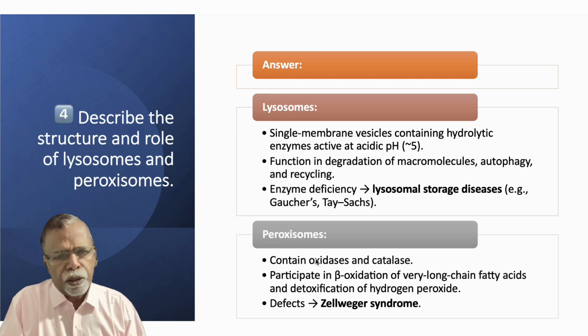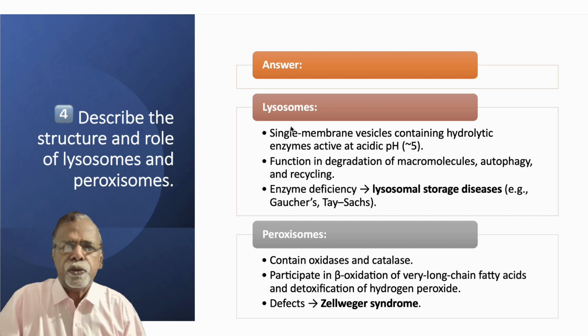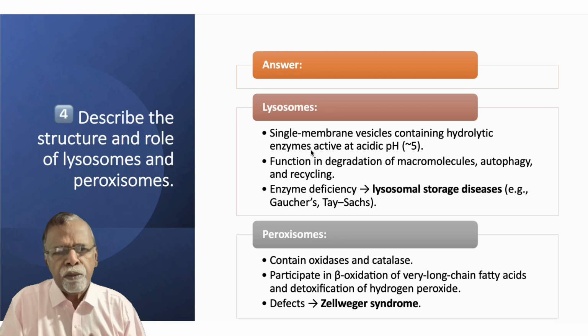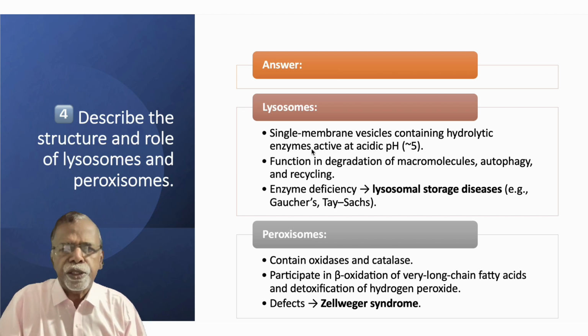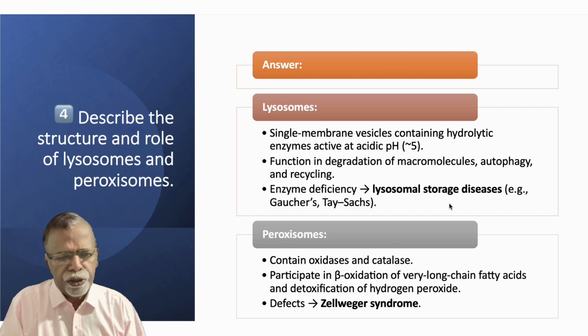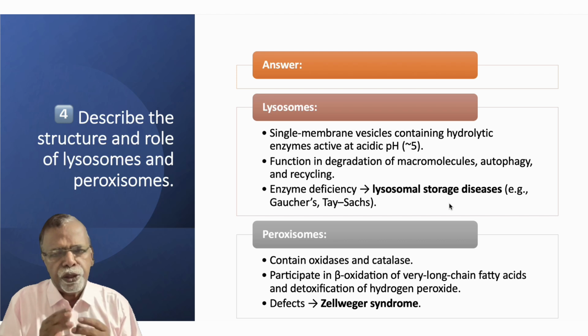Now come the lysosomes and peroxisomes. What are lysosomes? Lysosomes are membrane vesicles containing hydrolytic enzymes which are active at acidic pH. They degrade macromolecules, and perform autophagy and recycling. Enzyme deficiency leads to diseases called lysosomal storage diseases. Two examples you should remember are Tay-Sachs disease and Gaucher's disease. These are lysosomal storage diseases due to disorders of the lysosomal enzymes.